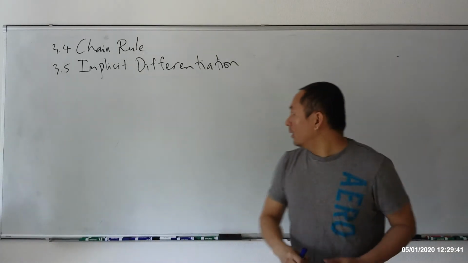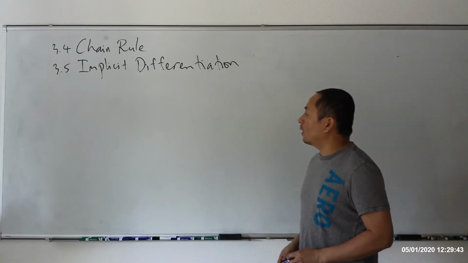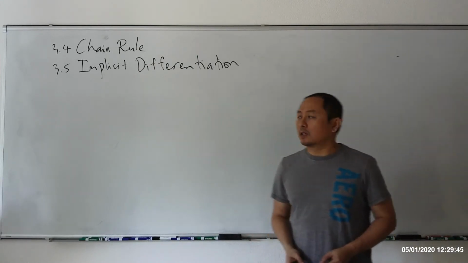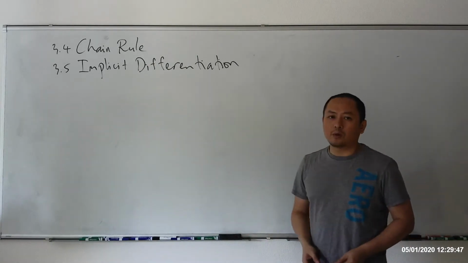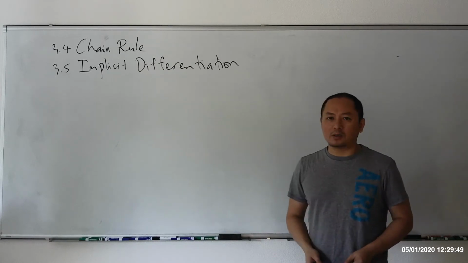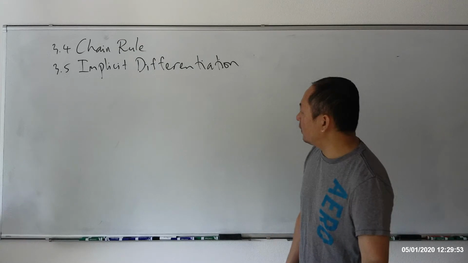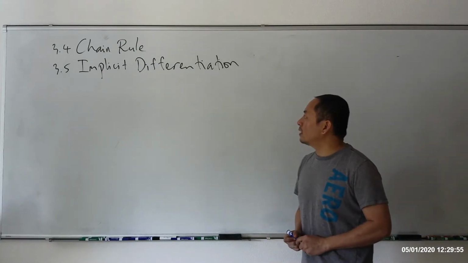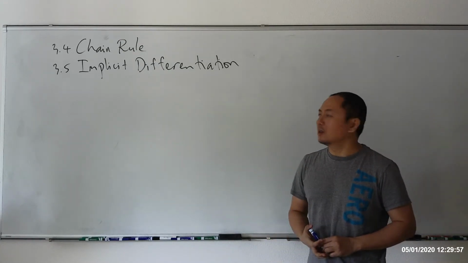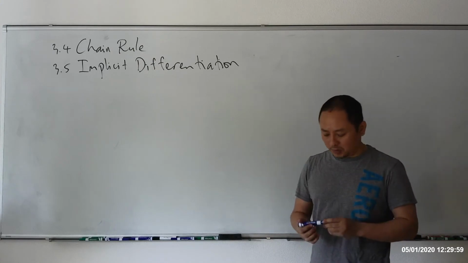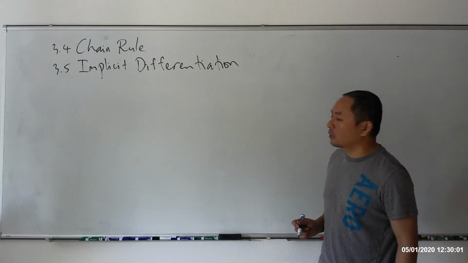Hello everyone. In this clip today I'm going to go over two sections in chapter 3. 3.4 is about chain rules. This is a very important rule that helps you solve a lot of derivative problems. And then 3.5 is about implicit differentiation, so you take the derivative implicitly. Okay, let's start with 3.4, chain rule.